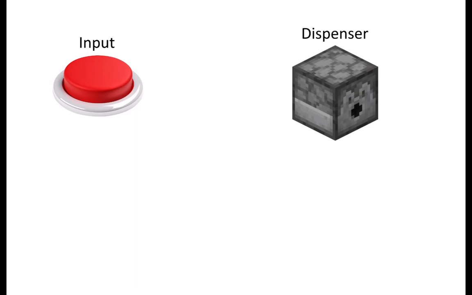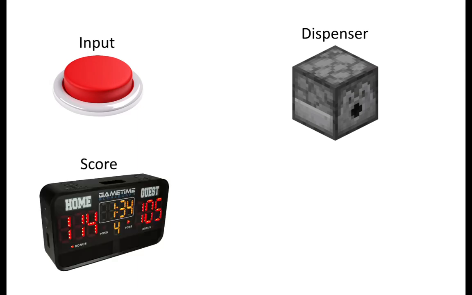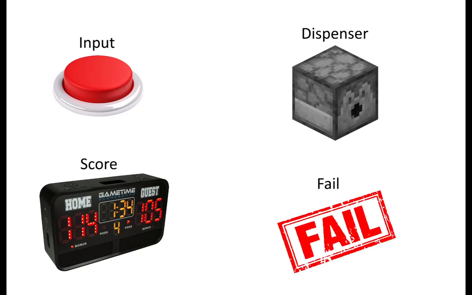Now, for this project, I was gonna need to make 4 different parts. An input system that makes the hay bales jump whenever the player sends an input, a dispense system that dispenses the hay bales that function as obstacles, a score system, and a fail system for when the player fails to jump over one of the hay bales.